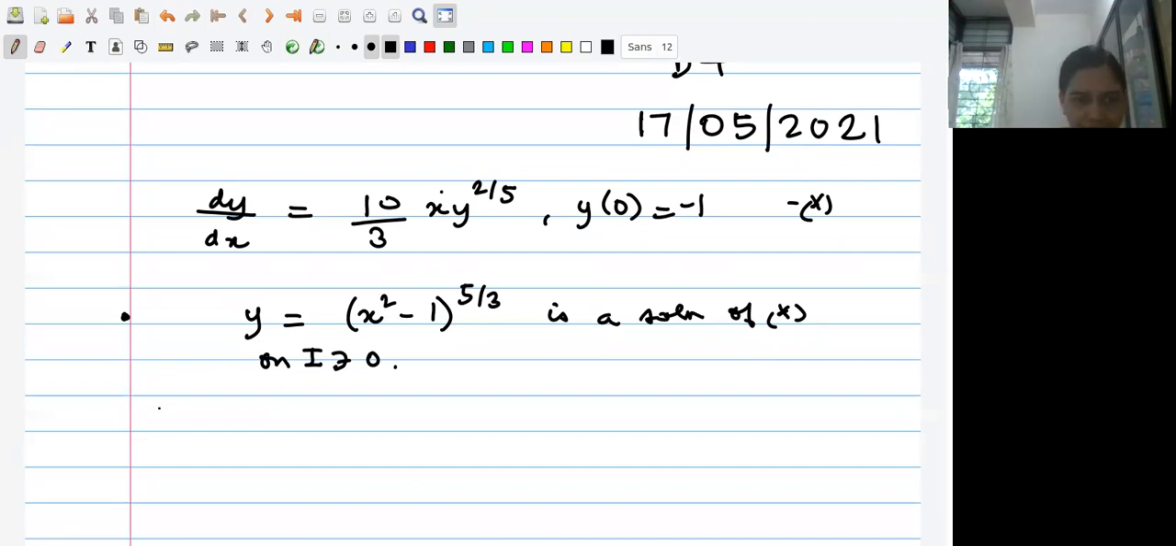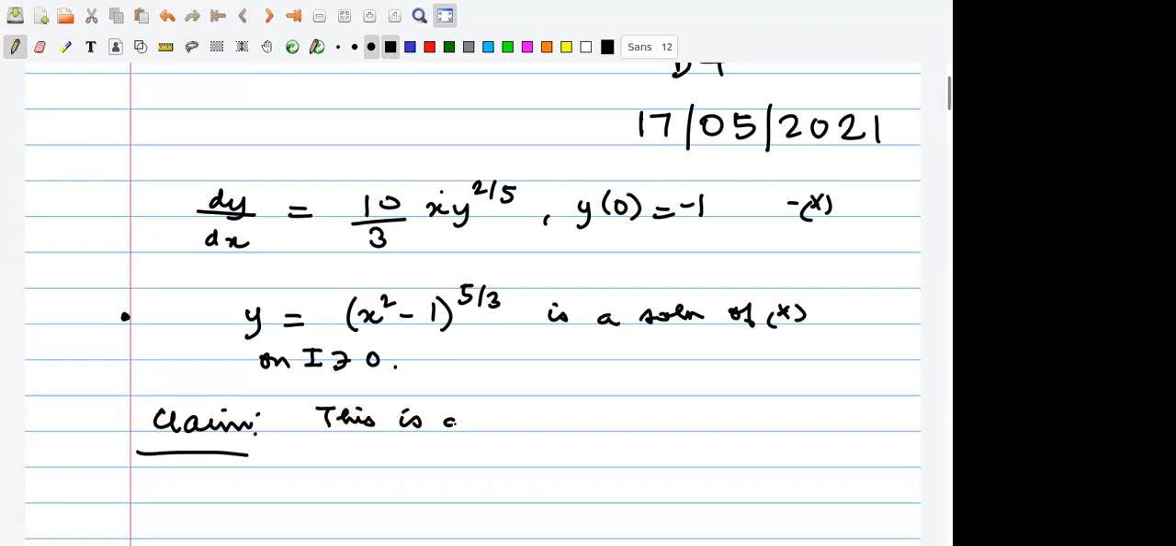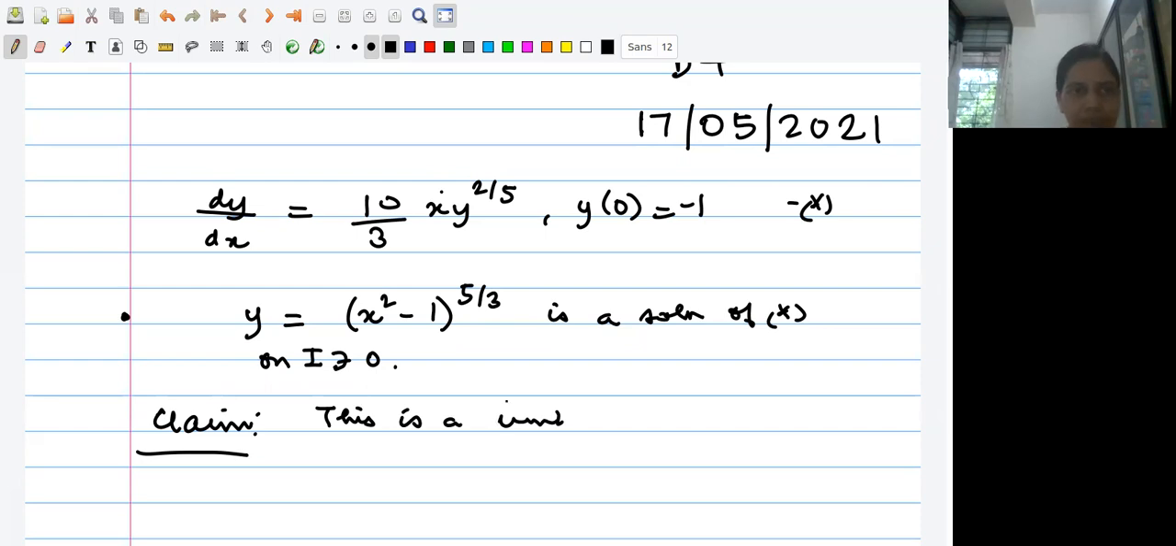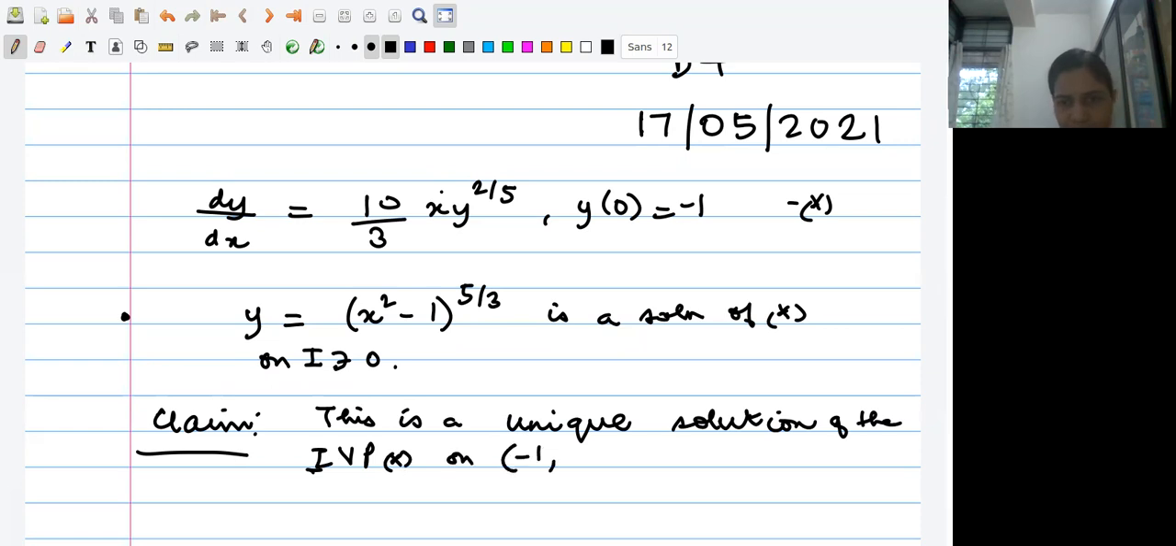The claim is that this is a unique solution of the initial value problem star on the interval minus 1 to 1. So the question is, why is this unique, and why is the interval of validity of this solution minus 1 to 1? There are two questions here, right?